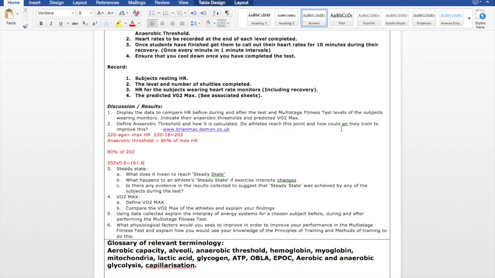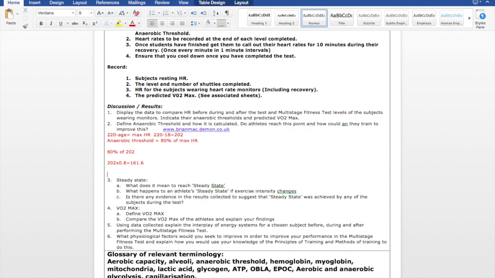Do athletes reach these points, and how can they train it? So that's the second bit. So how can they train to improve this anaerobic threshold? We've got to think about methods of training, and also the principles of training. So how can they alter them 4 key things of frequency, intensity, time, and type in order to change an athlete's ability to not produce as much of this.